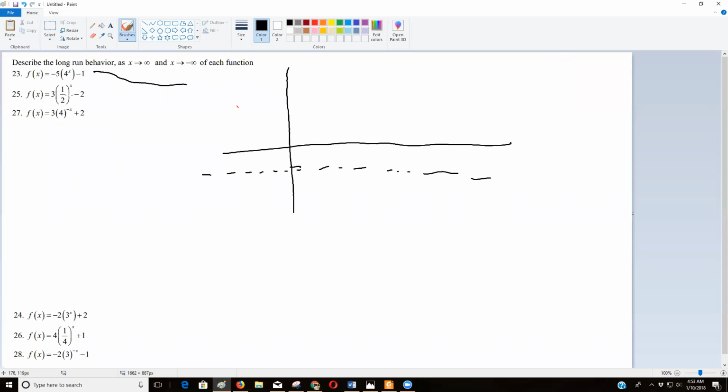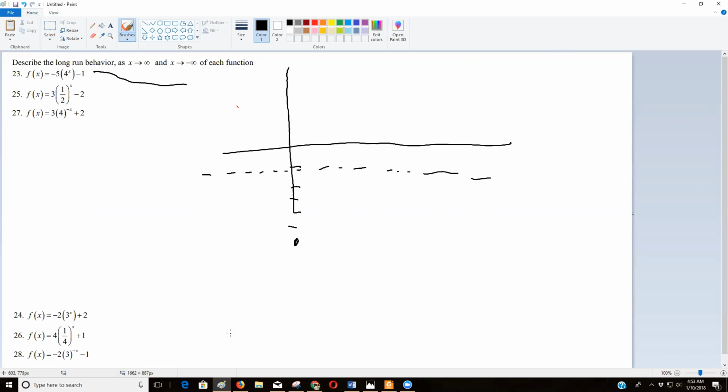Let's get a little more specific. I know the y-intercept is going to be at -6, because if I substitute in 0 for x, 4 to the 0 is 1, times -5 is -5, and then minus 1 more is -6. If this is -1, let's see, 1, 2, 3, 4, 5, 6. So that crossed the y-axis somewhere down here.